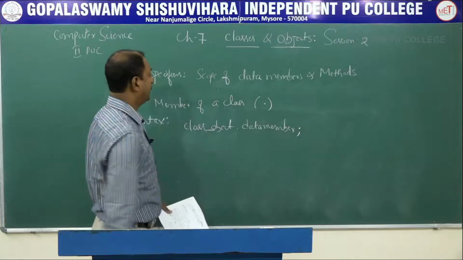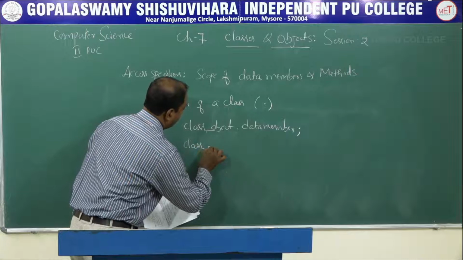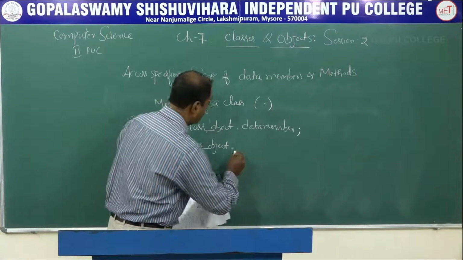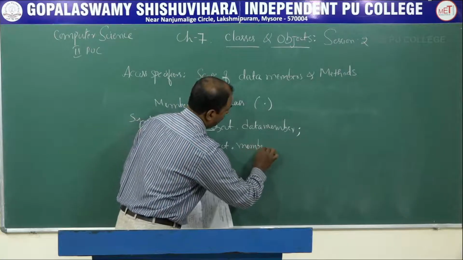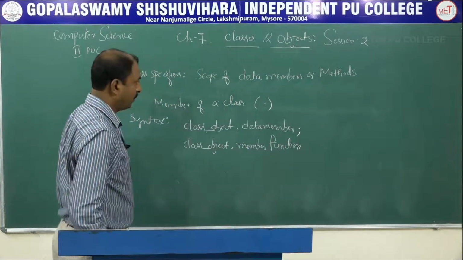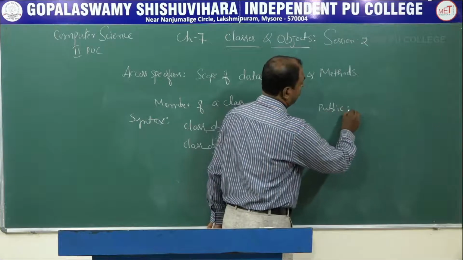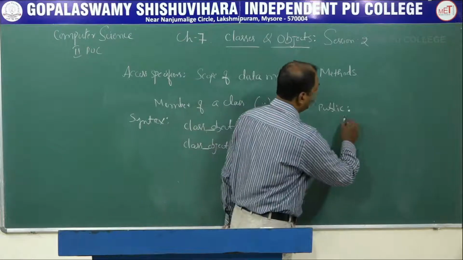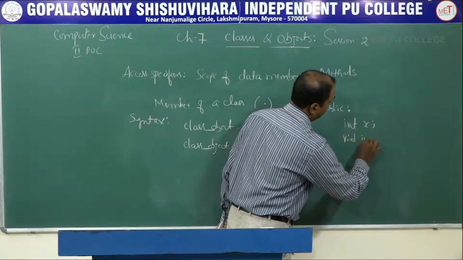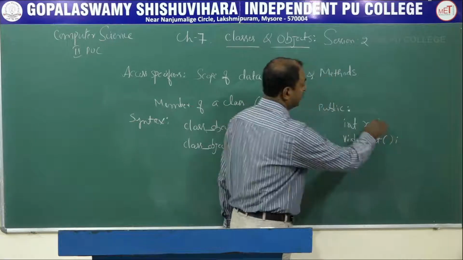Or class object dot member function. For example, if you declare a variable under the public access specifier, for example int x or void input, how do we access these two members?